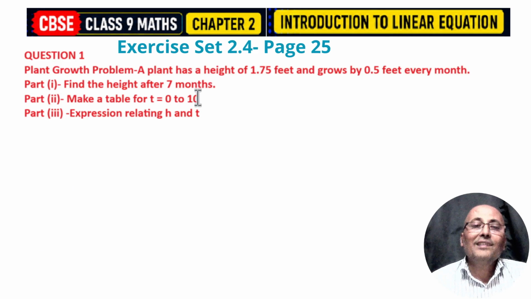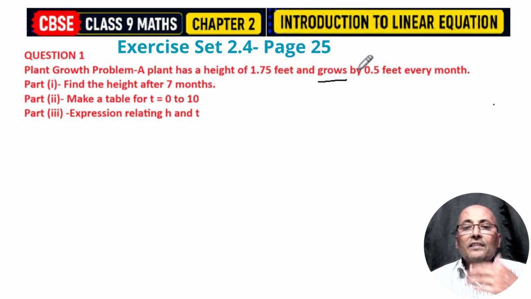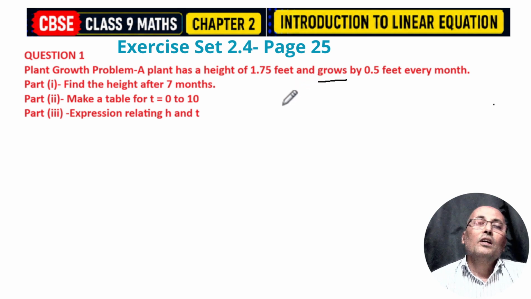Question number 1, plant growth problem. A plant has a height of 1.75 feet and grows 0.5 feet every month. Here, this word growth itself says it is linear growth. It is given growth, so linear growth. The sum belongs to linear growth type. Now what they're asking: find the height after 7 months.